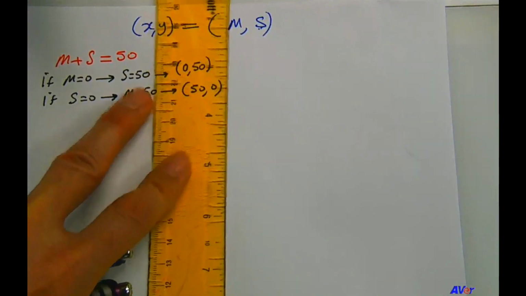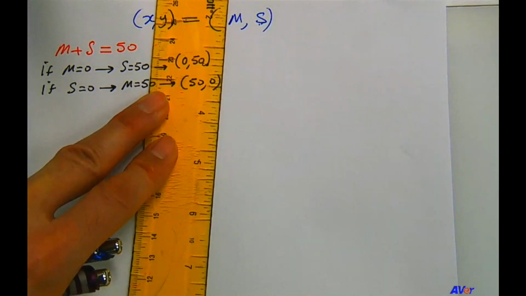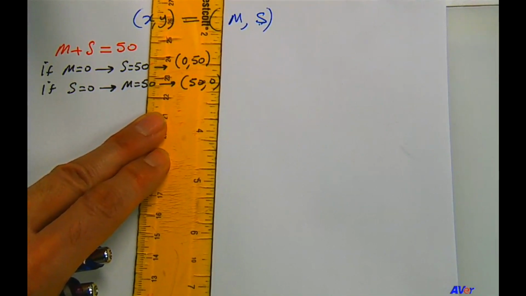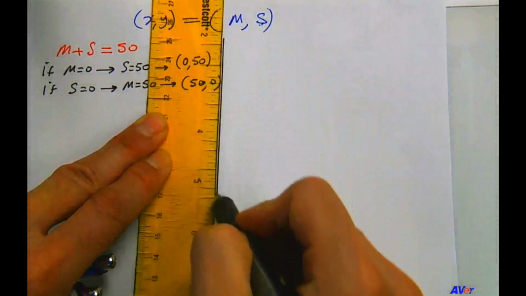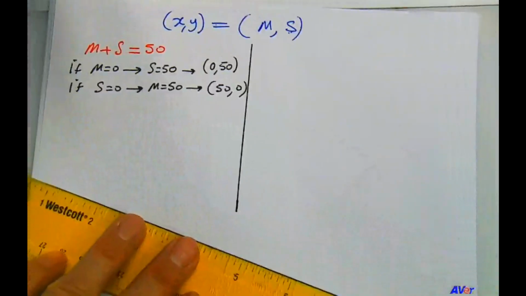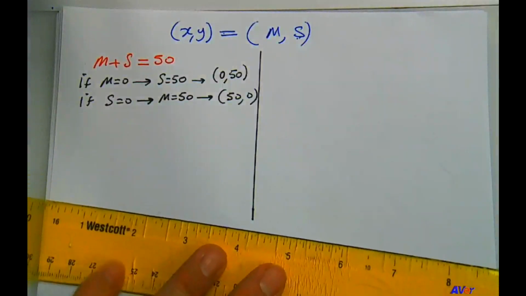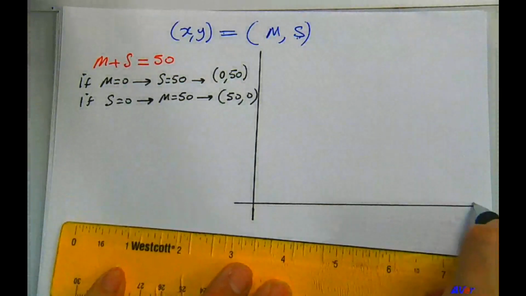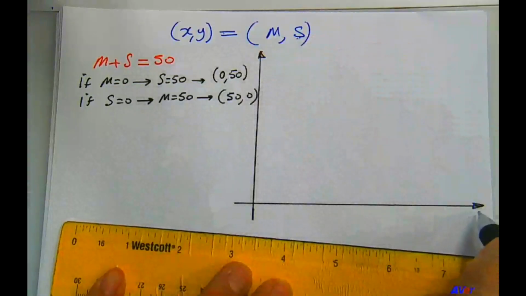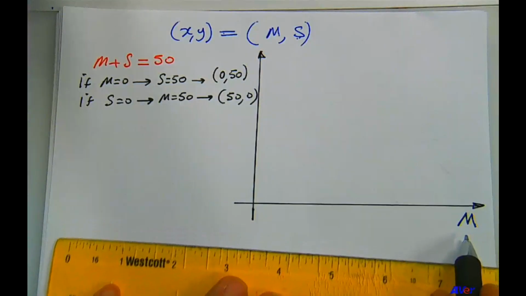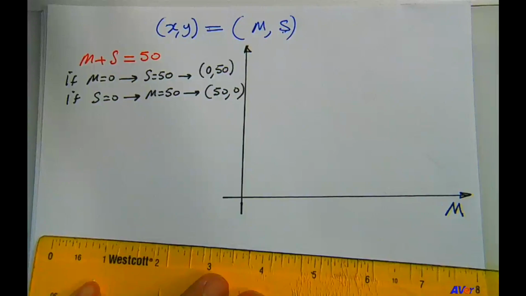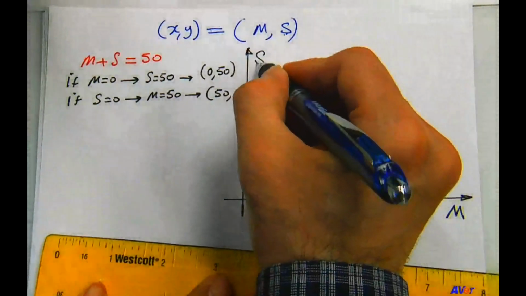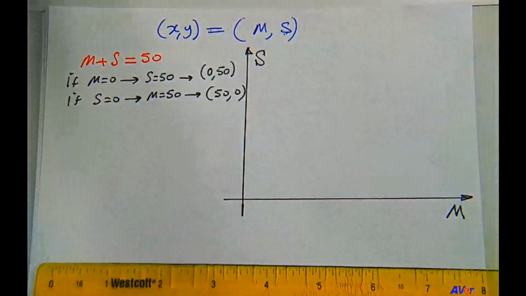Because everything is going to be on the positive side, since M and S have to be greater than or equal to 0, I'm going to dedicate all of this blank space to the positive side. Like that, and like this. So we decided that M would be represented along the x-axis, and S would be represented along the y-axis.